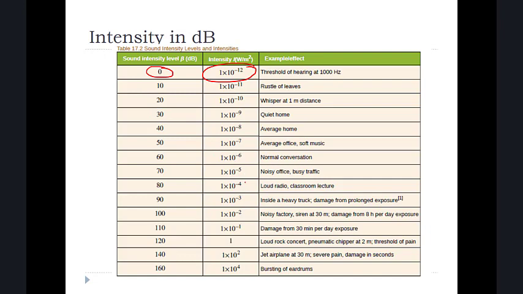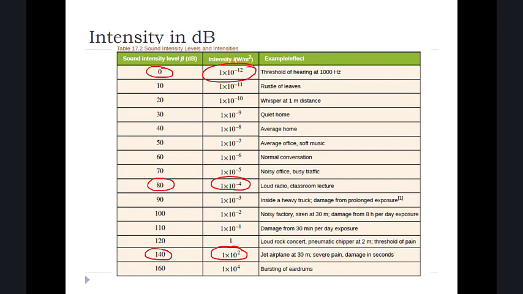A classroom lecture, which we all wish we were doing, is about 10 to the minus 4 watts per meter squared, which is 80 dB. Our jet plane, remember that was 100 watts per meter squared, so 1 times 10 to the 2. That corresponds to 140 dB, right?